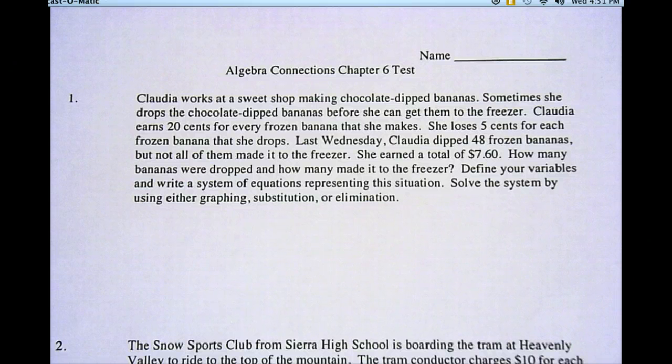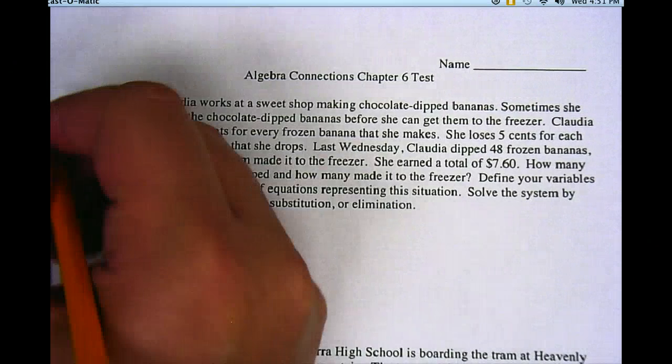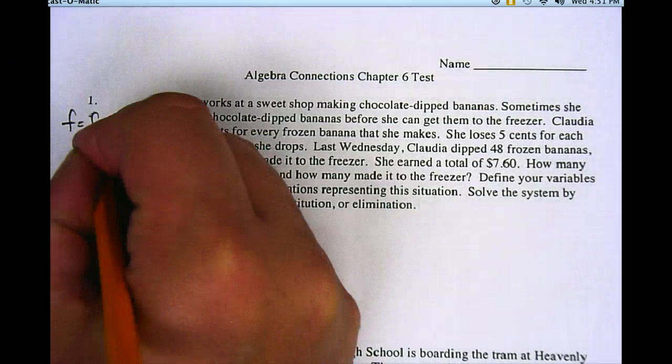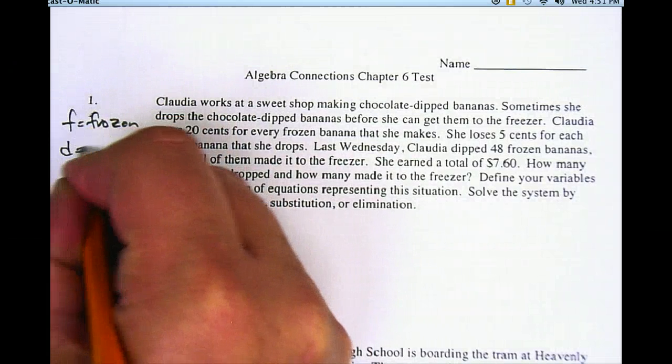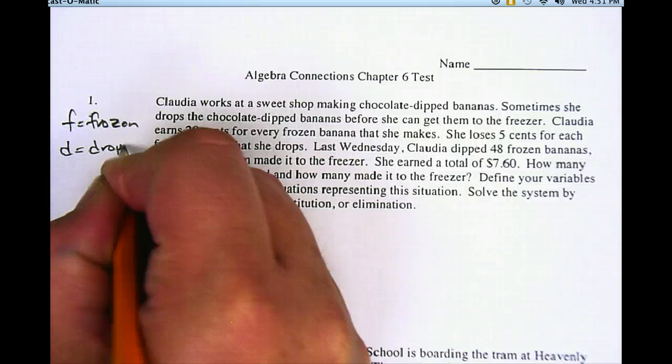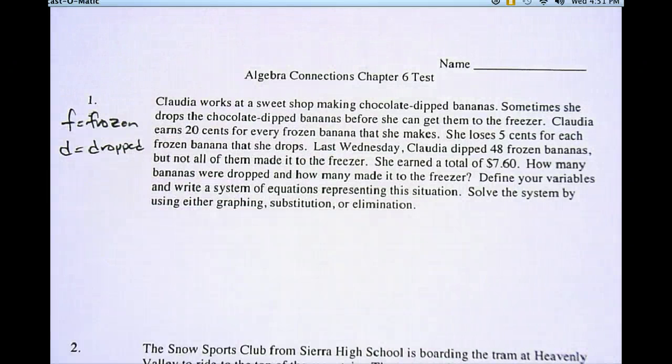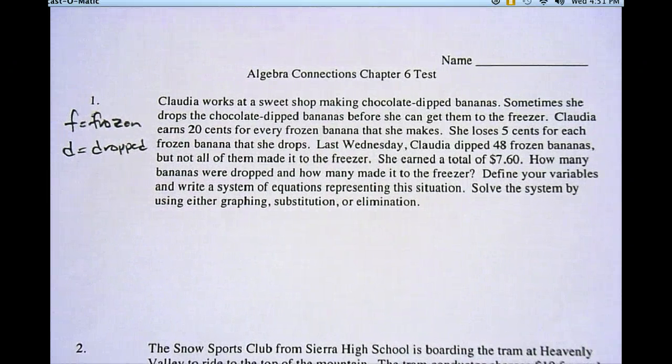Define your variables and write a system of equations representing the situation. Solve the system by either using graphing, substitution, or elimination. So the first thing I ask you to do is define the variables. And I'm going to let F be frozen bananas and D equal dropped bananas. So those are the two variables that I'm going to have.